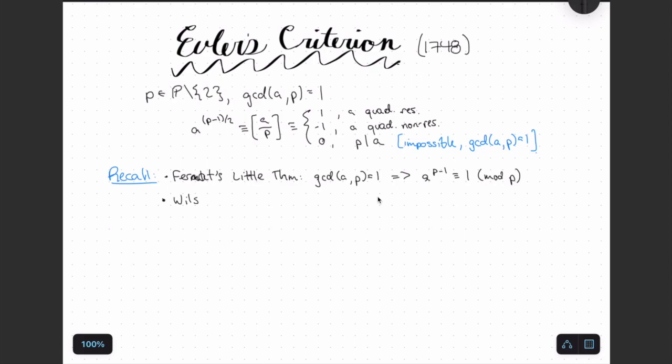The second is Wilson's theorem, which says that p is prime is mutually implied with p minus 1 factorial being equivalent to -1 mod p.